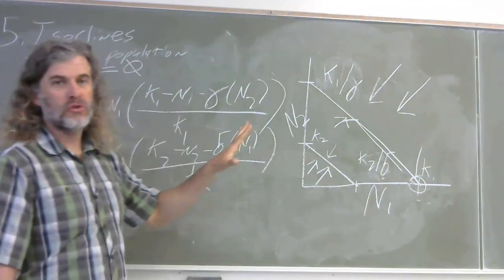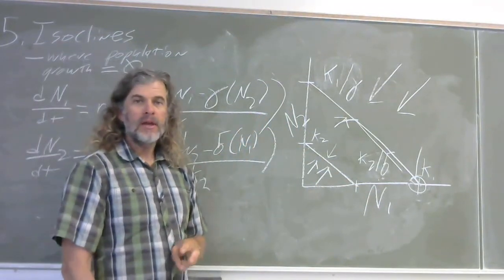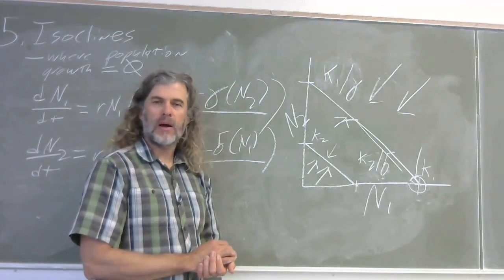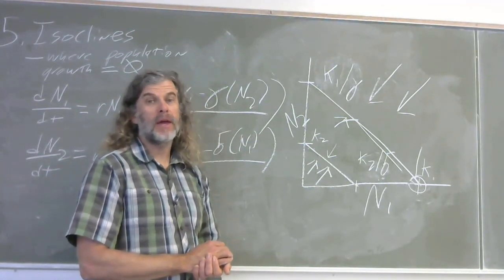So that is competitive exclusion in a simple model, really as a function of just two types of competition, intraspecific and interspecific.